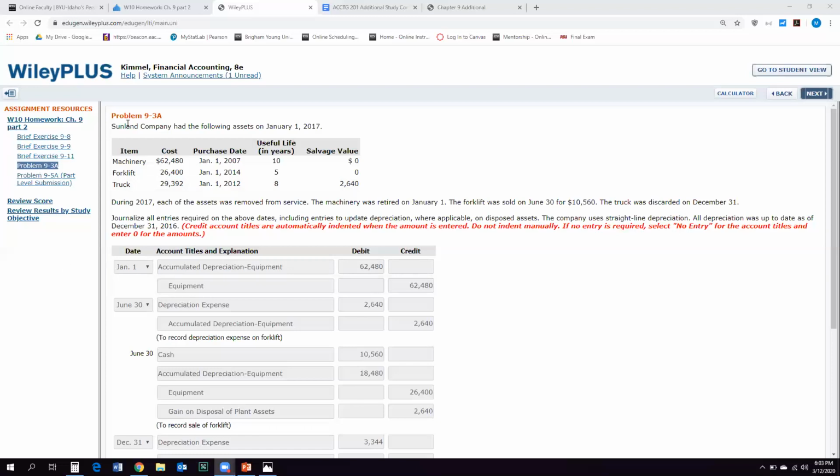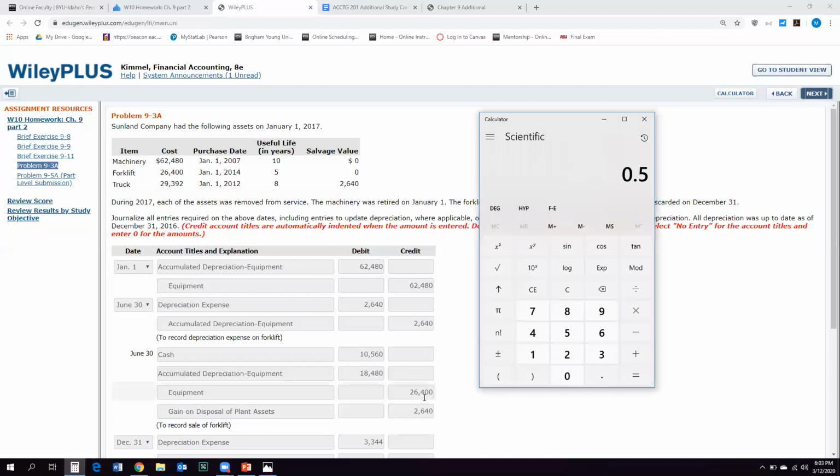And so these are the cost divided by useful life, and then times the fraction of the year, because the forklift had 0 salvage value. So $26,400 was the cost. It has a 5-year useful life, so divided by 5 gives us $5,280 per year. January through June 30th, so 6 months, right? January, February, March, April, May, June.